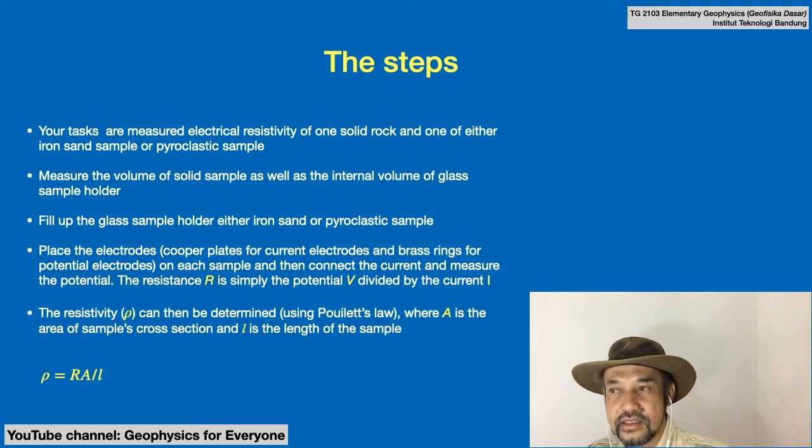The resistance R is simply the potential V divided by the current I. The resistivity ρ can then be determined using Pouillet's law, where A is the area of the sample cross-section and L is the length of the sample. So you could see the formula here.